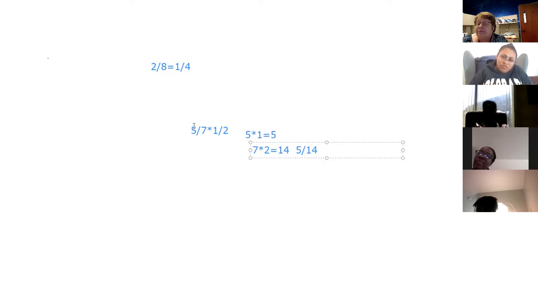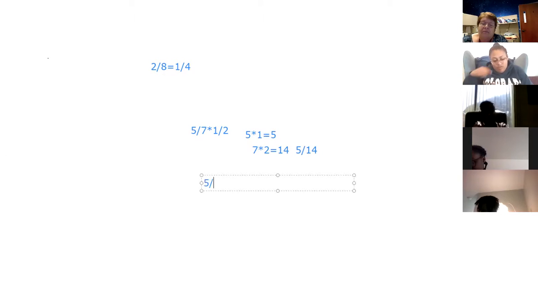What about if we were dividing these two? Copy the first number, flip the denominator with the numerator, and then multiply across. Okay, so we'd have 5/7 divided by 2/1, because we're going to flip the second number. And then you multiply across. Okay? So that's 10/7, right?